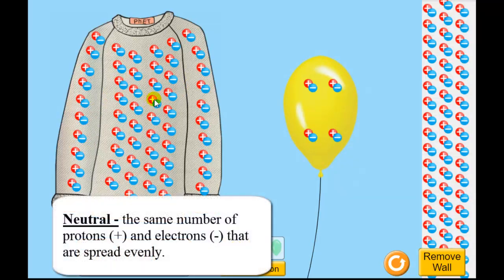We call this condition neutral. Neutral is when there's about the same number of electrons as protons throughout a given object. We'll see that the balloon is neutral as well because there's the same number of protons as electrons within the balloon. And the dry erase board, same number of protons as electrons. So all of these things are neutral.